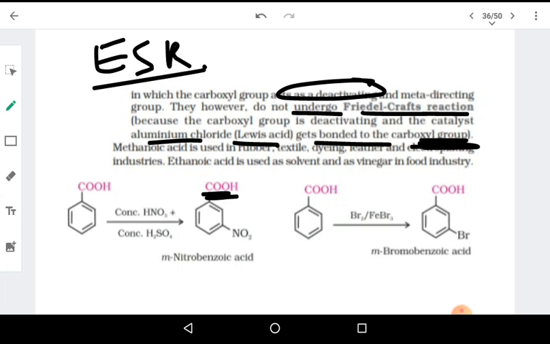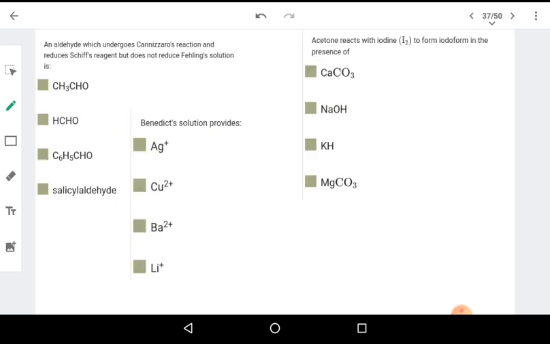Remember the question I asked before? It was the same, right? It will react with the carbonyl carbon and it will form a salt. That is the reason it will not undergo Friedel-Crafts reaction, but it will carry out nitration, halogenation, sulfonation, etc., and we will be getting meta products over here. So this completes our chapter.